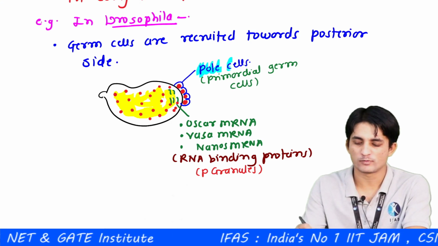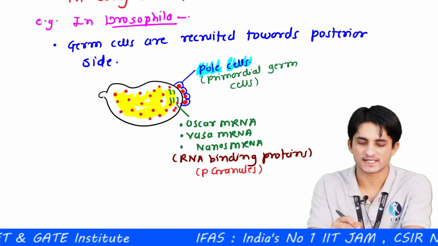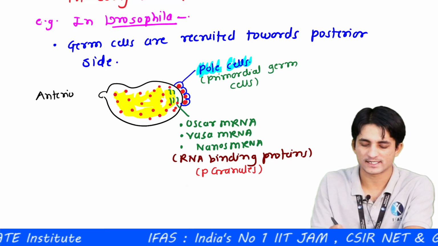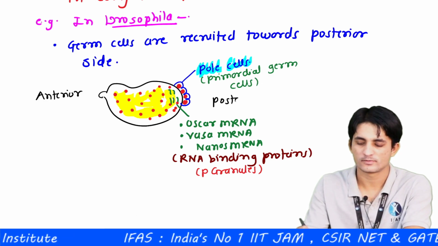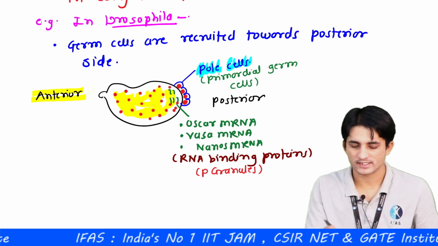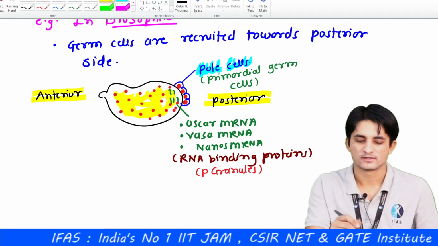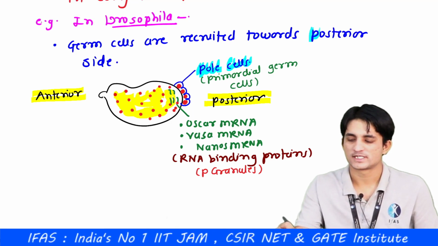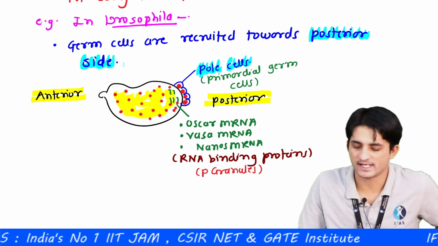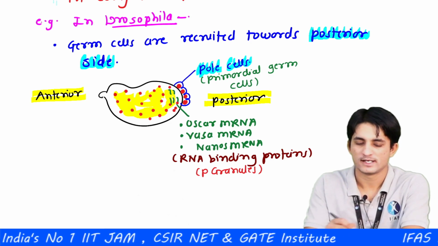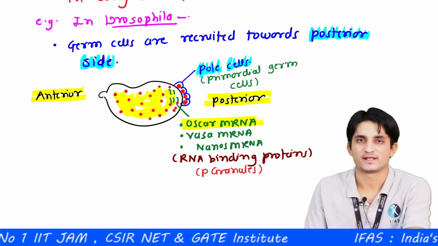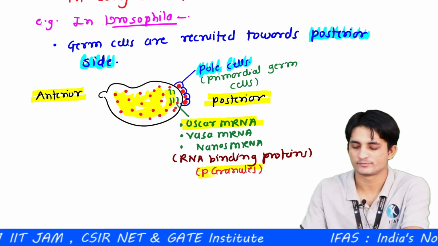So recruitment of pole cells is towards the posterior side, because in Drosophila we discussed this side is the future anterior side and this side is the future posterior side, and therefore the recruitment of germ cells is towards the posterior side. So in Drosophila some mRNA, that is RNA binding proteins, play a major role, and the major role is played by the Oscar mRNA, which is the P granule.